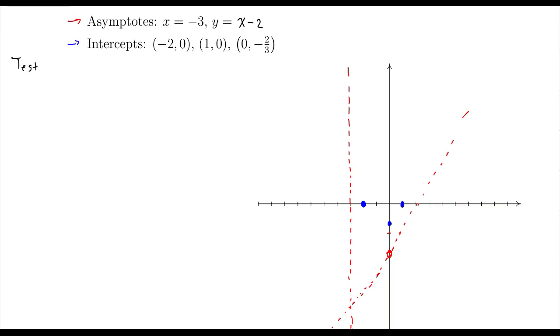So I need test points. I'm going to look at my number line so I don't get too confused. And I know that my vertical asymptote is at -3, which means I need to find a number to the left, but close to -3, like -3.1, and a number to the right, but close to -3, which would be -2.9. And I'm going to plug those in.